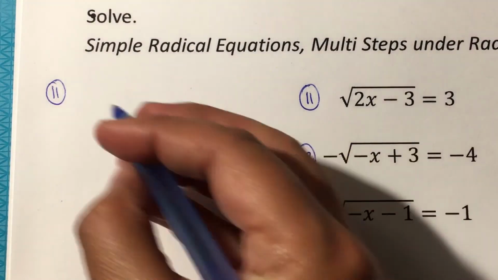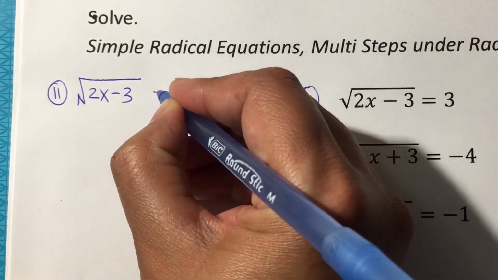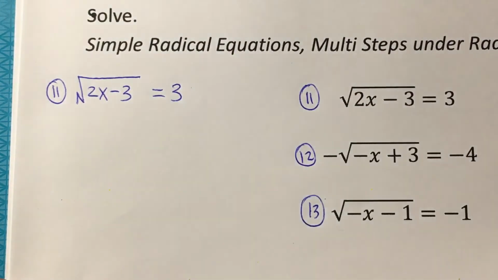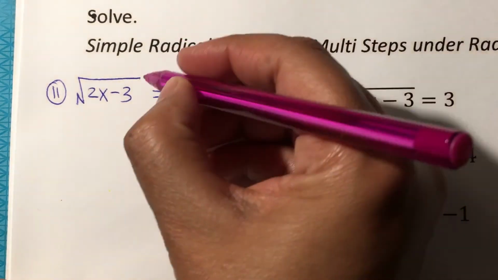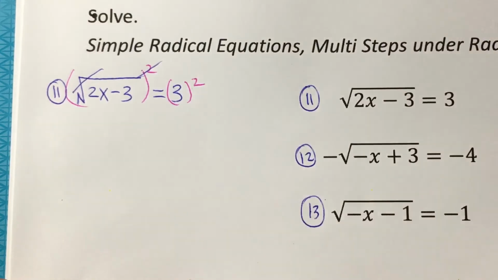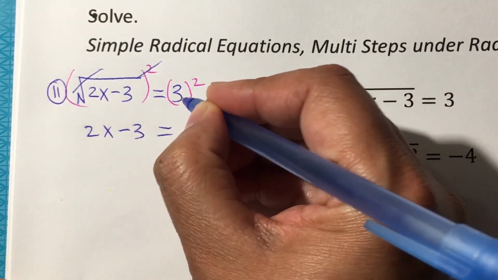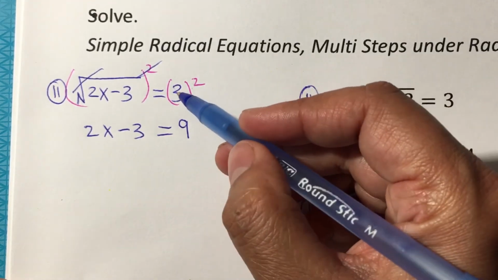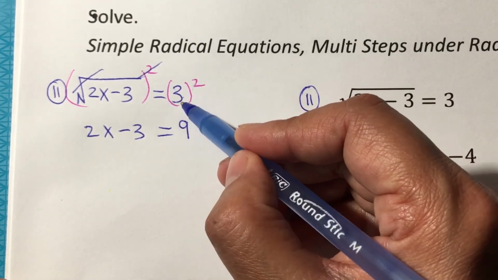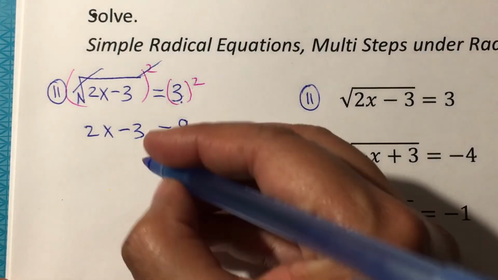For number 11, you have the square root of 2x minus 3 equals 3. I square both sides to cancel the square root. They cancel each other, and we get 2x minus 3 equals 3 times 3, which is 9. Remember that it's not 3 times 2, which is 6. No, 3 squared means 3 times 3, which is 9.